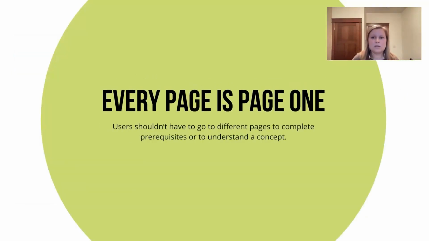The next thing we noticed was that the best how-to docs contained all the information a user needed on one page. Even though how-to guides are action-oriented, sometimes the prerequisites in our guides were just links to other pages, or concepts weren't explained. If every page is page 1, users shouldn't have to go to a different page to understand something or to complete a prerequisite.